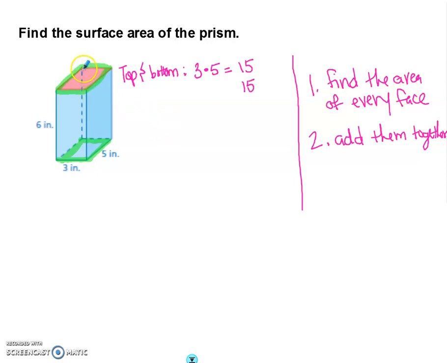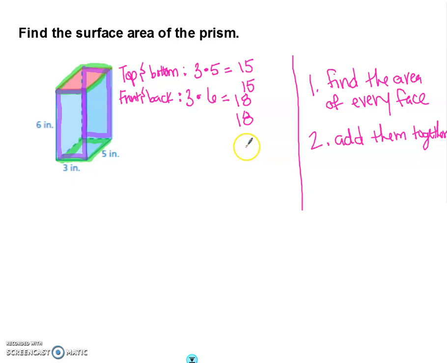Let's look at these. Do you see the back? It's like facing away from us. This is the back. We also have the front, which is facing towards us in this picture. The front and the back. I've highlighted them in purple, front and back. They are identical. They have the same dimensions. It's 3 wide and 6 tall. So 3 by 6. The front is 18 and the back is also 18.